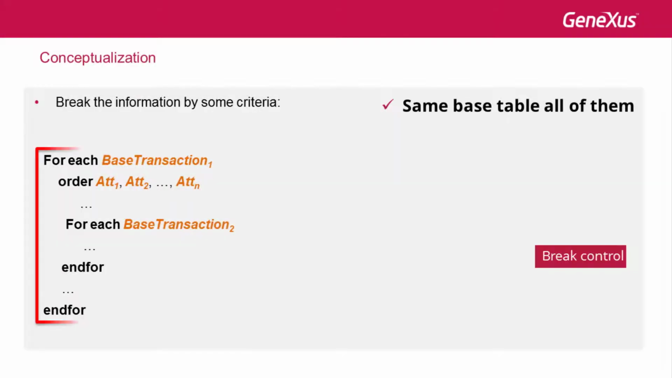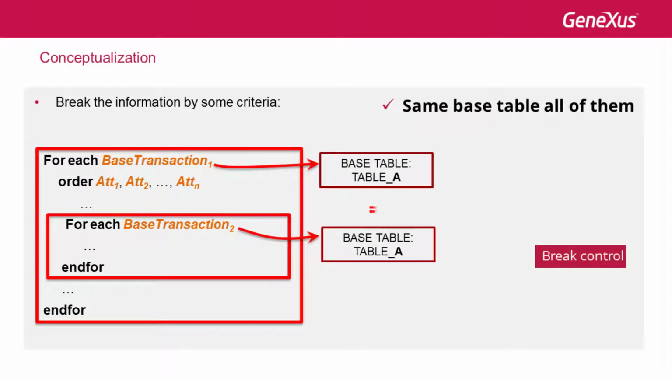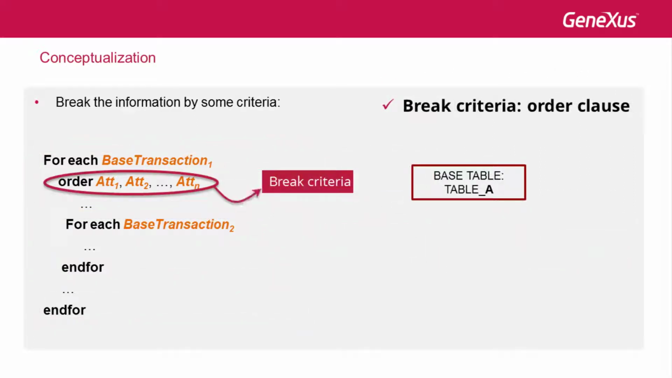So now, let's conceptualize the definition of a control break. It relates to nested for eaches, with the same base table for all of the for eaches, and the order clause to establish the break criteria.